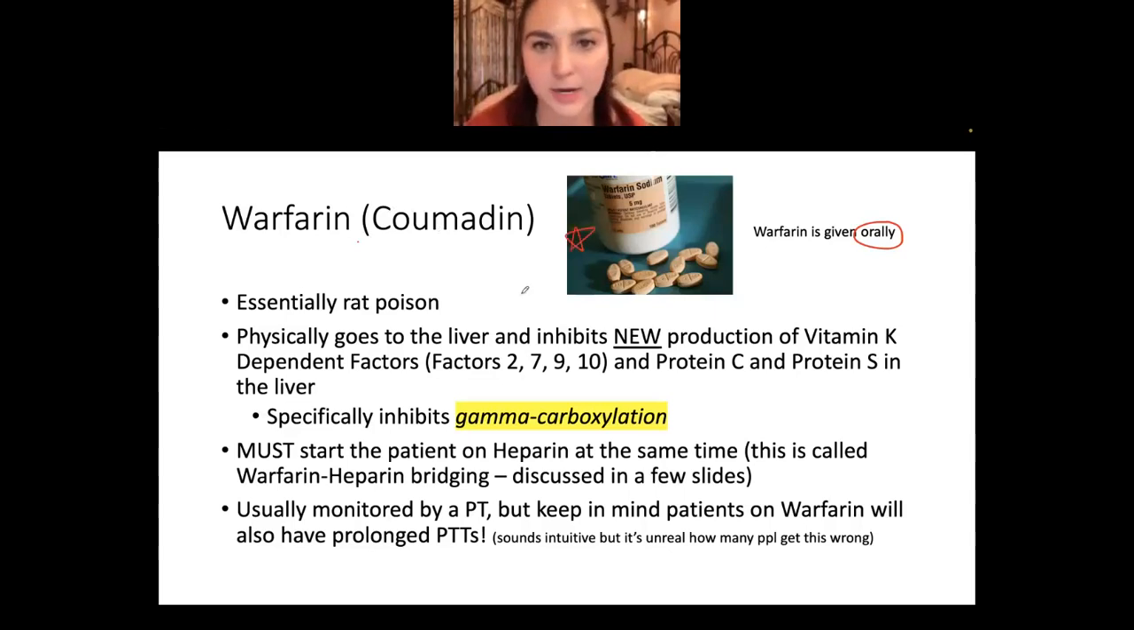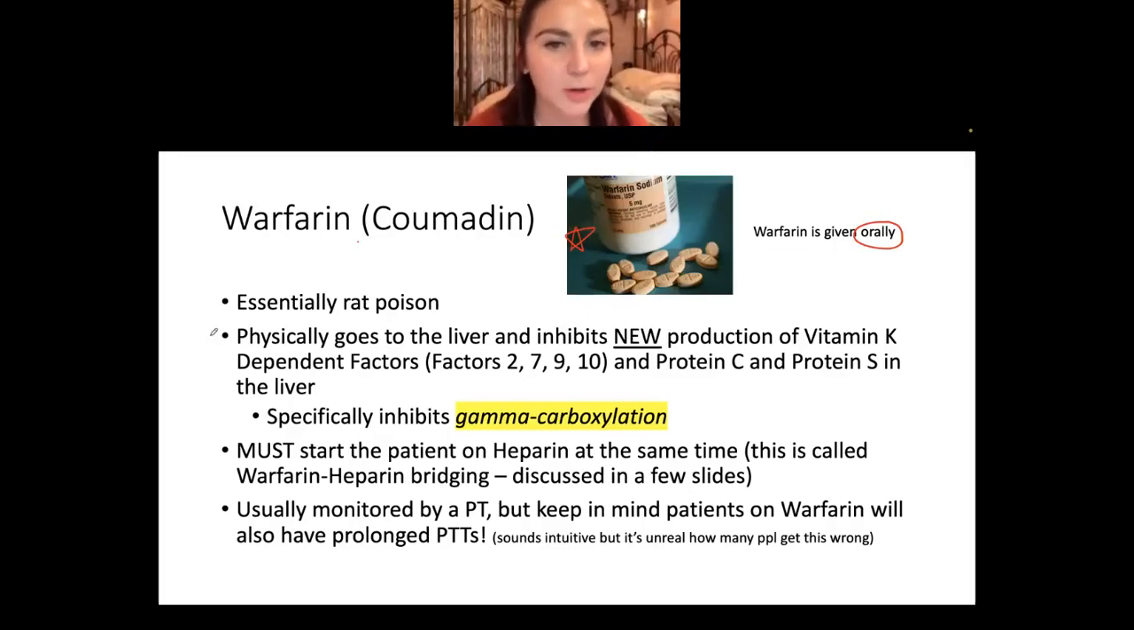So it's a tablet. You can see here in this picture, it's a pill. You just give it to the patient. It really is a rat poison. Literally, they give this to rats to kill them. They die by bleeding. So bleeding is how they die.